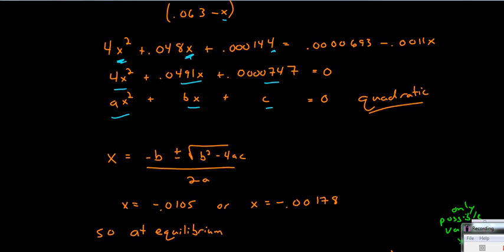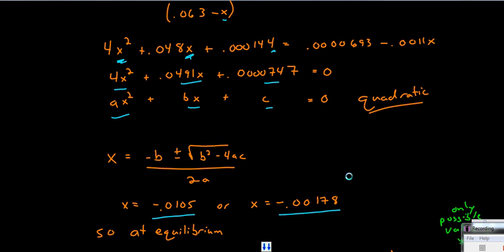So if we have a quadratic equation, we can solve for x by saying x is equal to negative b plus or minus the square root of b squared minus 4ac, all over 2a. So doing that, either using some kind of quadratic calculator on your laptop or your calculator, or graphing this equation, you can find that the value of x might be two possible values. In this case, negative 0.0105 molar or negative 0.00178 molar.